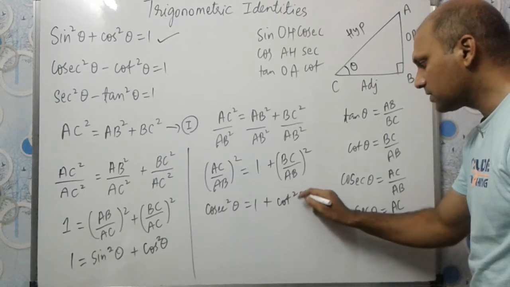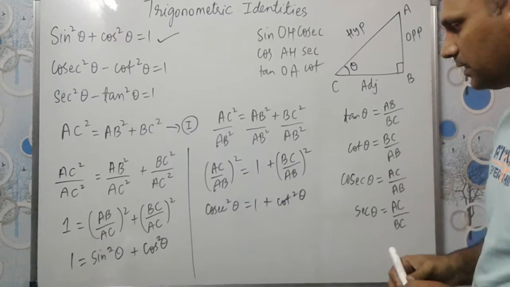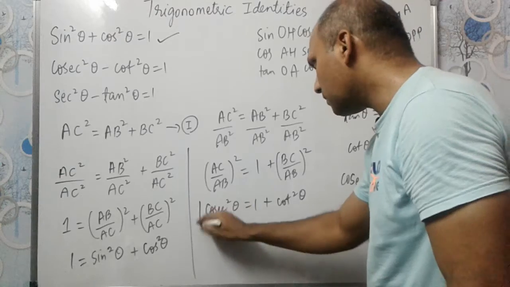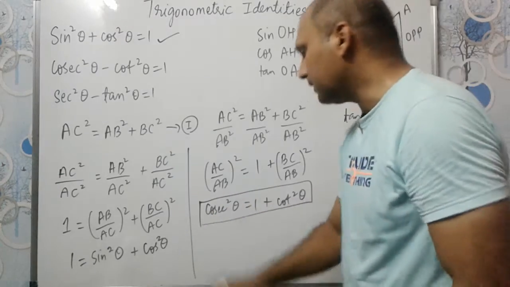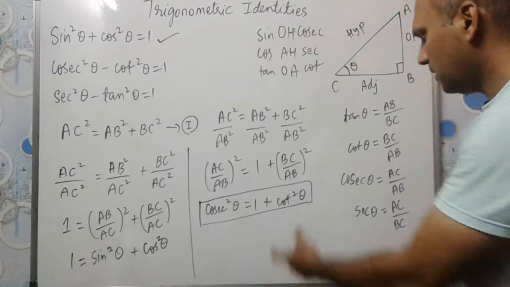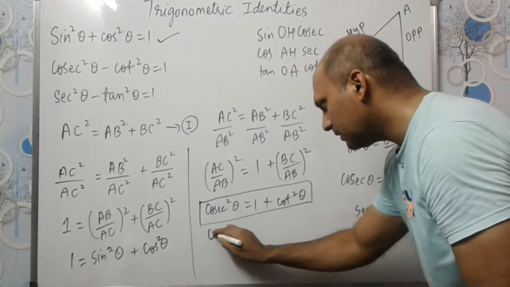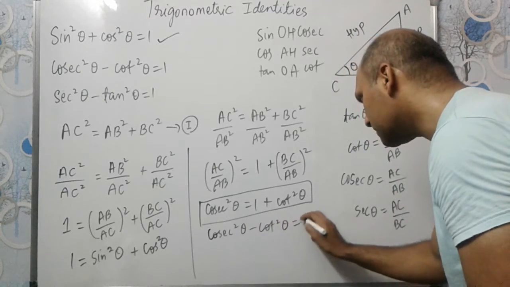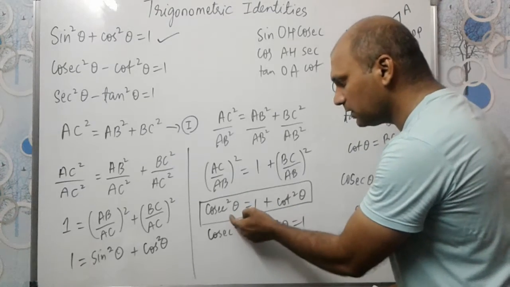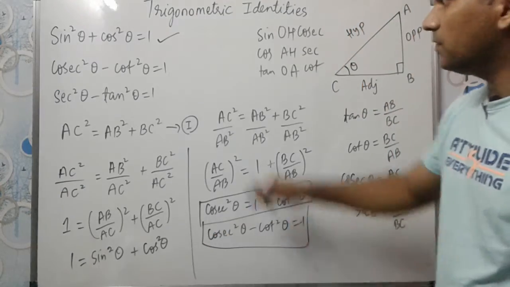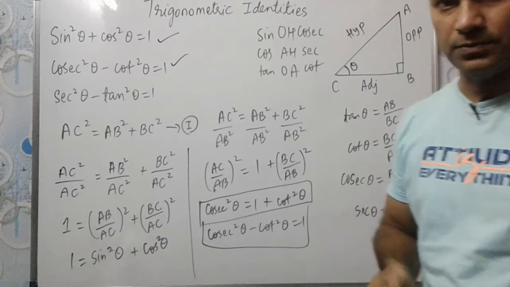So we have cot square theta. Alright, so cosecant square theta is equal to 1 plus cot square theta. This is an identity. Now you must be wondering, we have cosecant square minus cot square here. Yes, send this cot square to the other side. Cosecant square theta minus cot square theta is equal to 1. This cot square will go to the other side and becomes minus, right? It is the same thing. So we derived the second identity also.